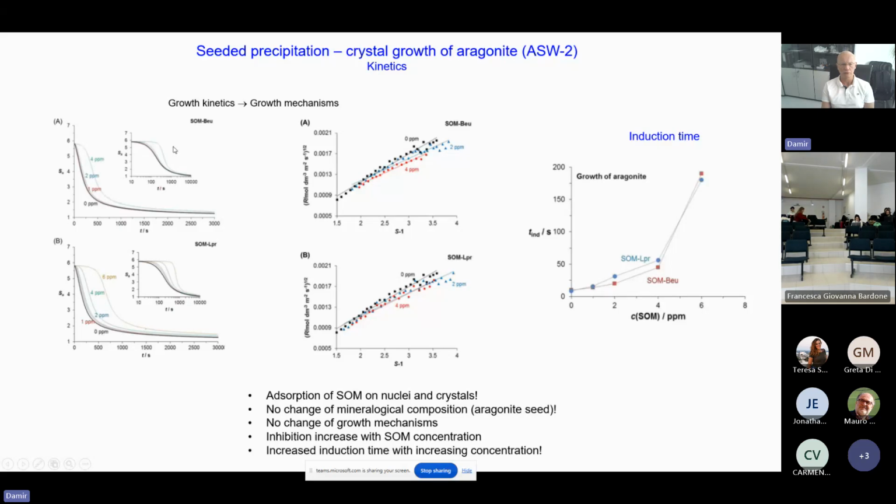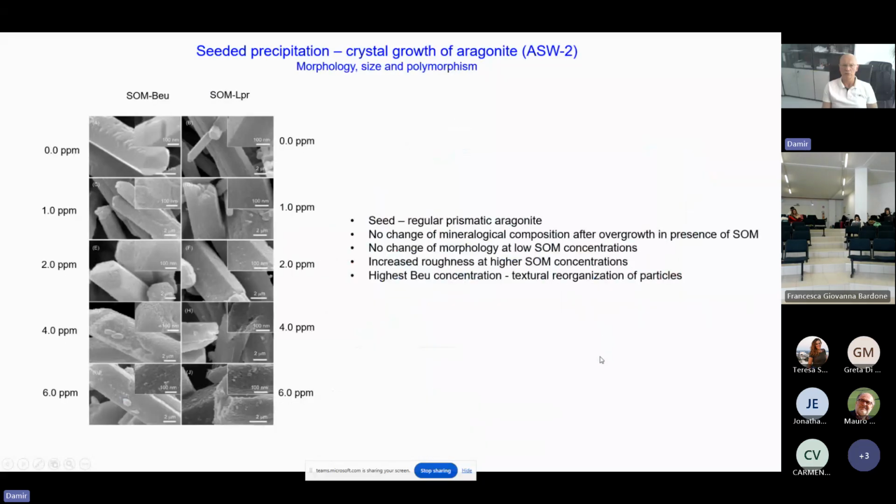So we analyze in a standard way the kinetics, and we can see this is second order, this is a parabolic growth rate mechanism. So this is growth on imperfections on the crystal plane, and in all cases we have linear dependence. We also measured some induction time that was not so long as in the system of spontaneous precipitation, and we show that there is no significant difference between the two organic materials.